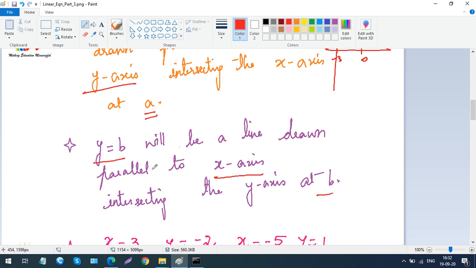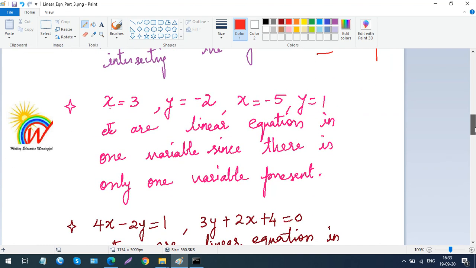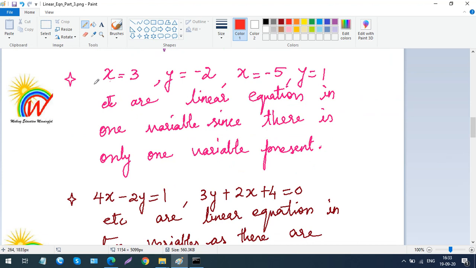So now if they ask me to draw y equals 5, for example, what do I do? I have an x-axis, y-axis. Let's say 0 is over here. Then I have 1, 2, 3, 4, 5 somewhere over here. I'll go to 5 directly and draw a line on this, okay, cutting the y-axis at 5. That's it. Okay. Now x equals 3, y equals minus 2, x equals minus 5, y equals 1.